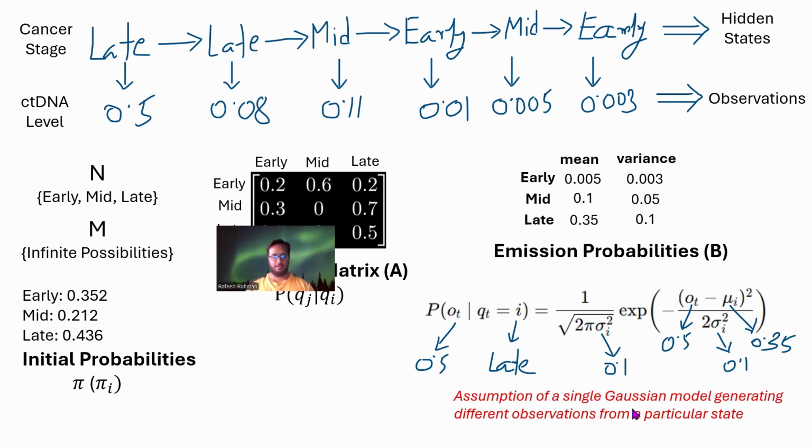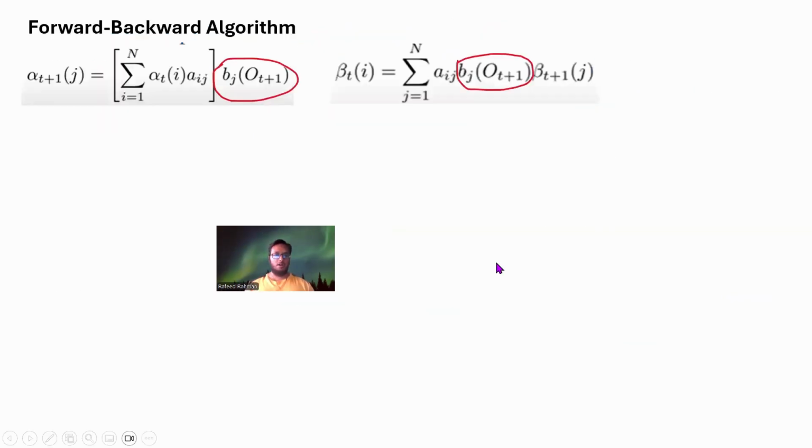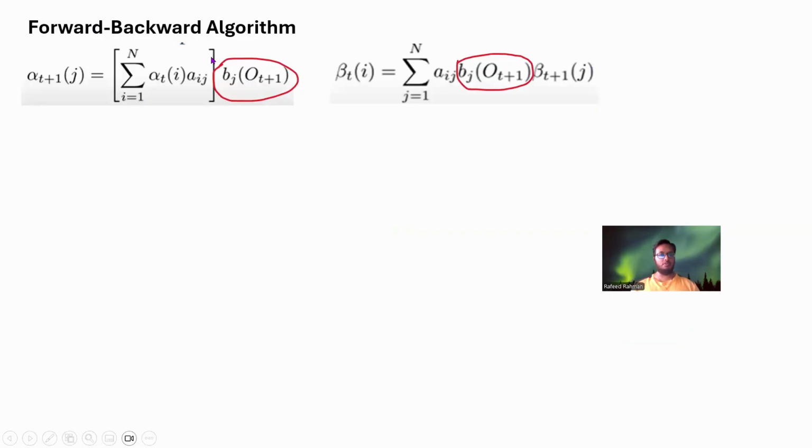So I think you get the idea of how the emission probability or the observation probabilities are calculated in the Gaussian HMM. Now there is one assumption here that we are assuming that for each hidden state, we have only one Gaussian model that is generating all the observations. Okay, that is why we have only one mean and one variance for each hidden state. Now we are going to relax this assumption later on in this video, but first let's try to master what happens when we assume that there is only one Gaussian model. So how do we change the forward-backward algorithm? Very simple.